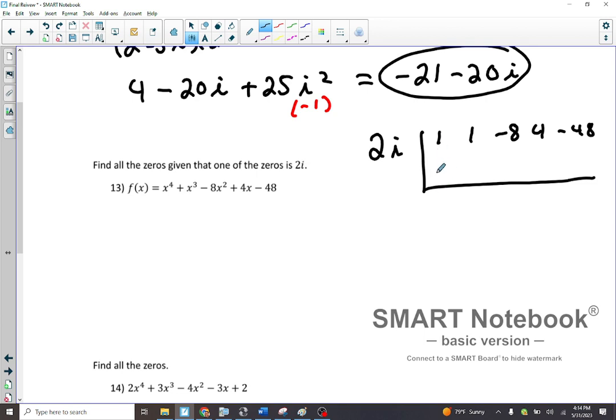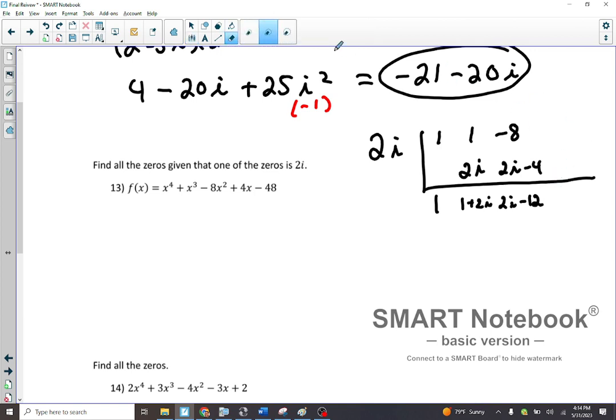So for here, we're going to bring down the 1. 1 times 2i, 2i. We're going to add these together. They can't be added together, so it's just going to be 1 plus 2i. Now we're going to multiply this with 2i. So that's going to be 2i. 2i times 2i is 4i squared, or minus 4. Add that together. That's 2i minus 12. Yep, negative 12. Then we're going to multiply this again.